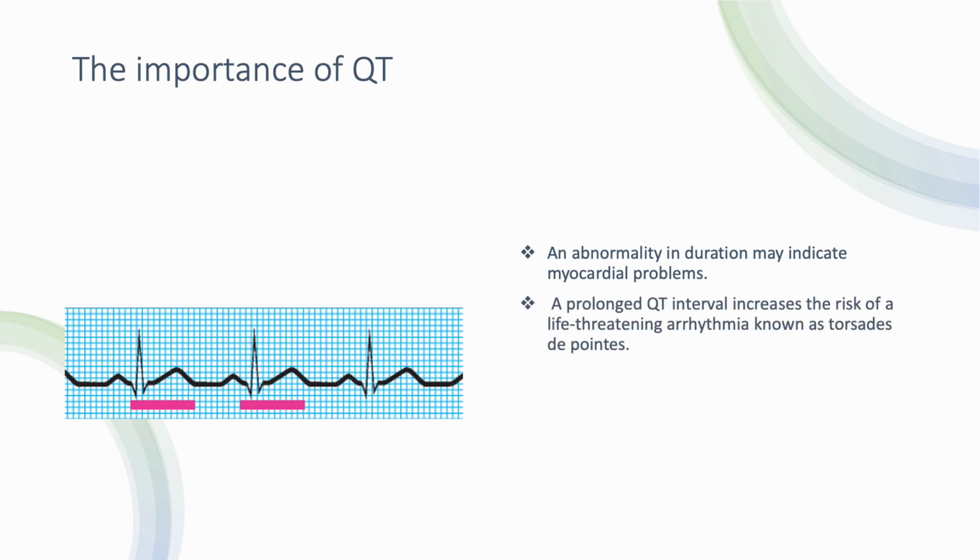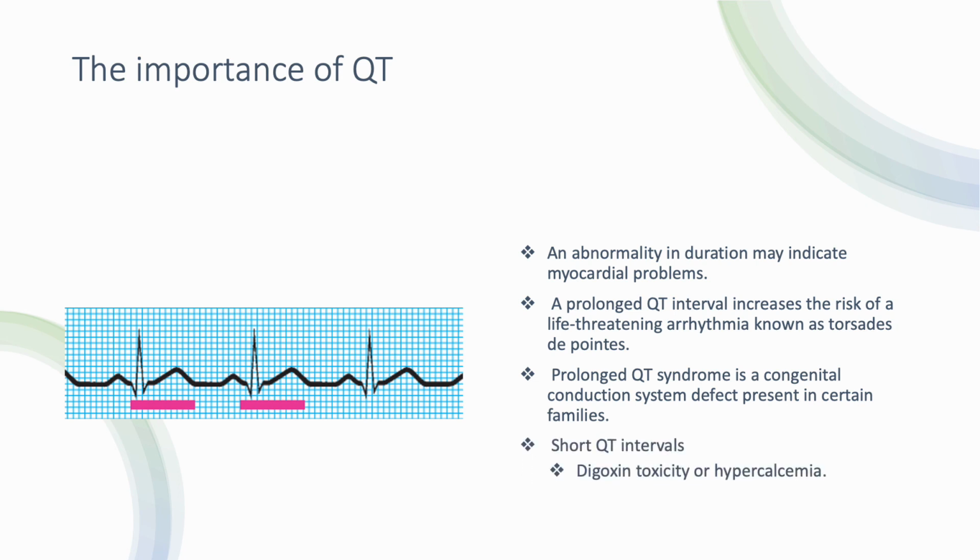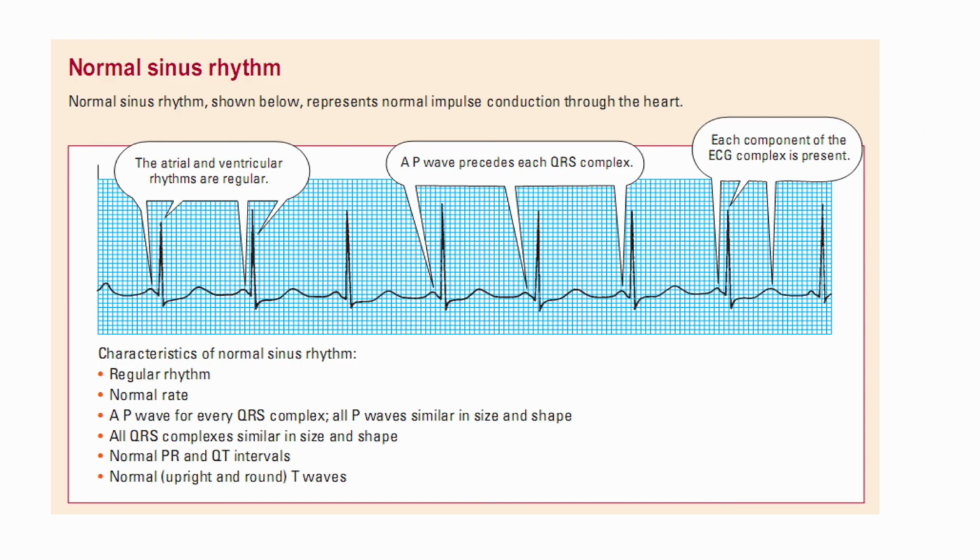Prolonged QT intervals increase the risk of life-threatening arrhythmias known as torsades de pointes. Prolonged QT syndrome is a congenital conduction system defect present in certain families, and here any drug that prolongs the QT will produce arrhythmias. The short QT may be because of digoxin toxicity or hypercalcemia.